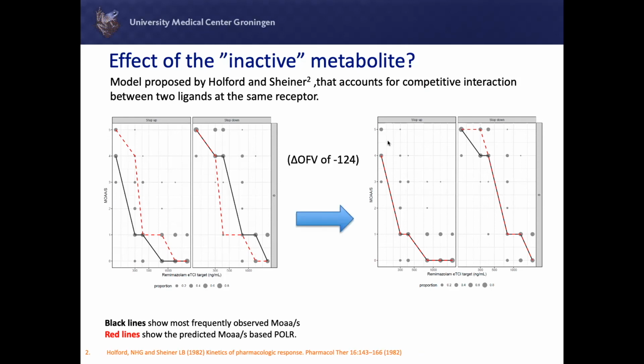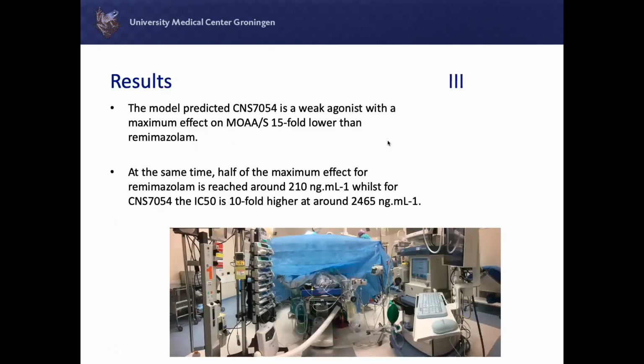And going from the left figure to the right figure, we saw a decrease in objective function value of minus 124, which is quite impressive. So the model predicted that the metabolite is a weak agonist with a maximum effect on MOAA/S 15-fold lower than Remimazolam. And at the same time, the half of the maximum effect for Remimazolam is reached at about 210 nanograms per milliliter, whilst for the metabolite, it's 10-fold higher, around 2,465 nanograms per milliliter.